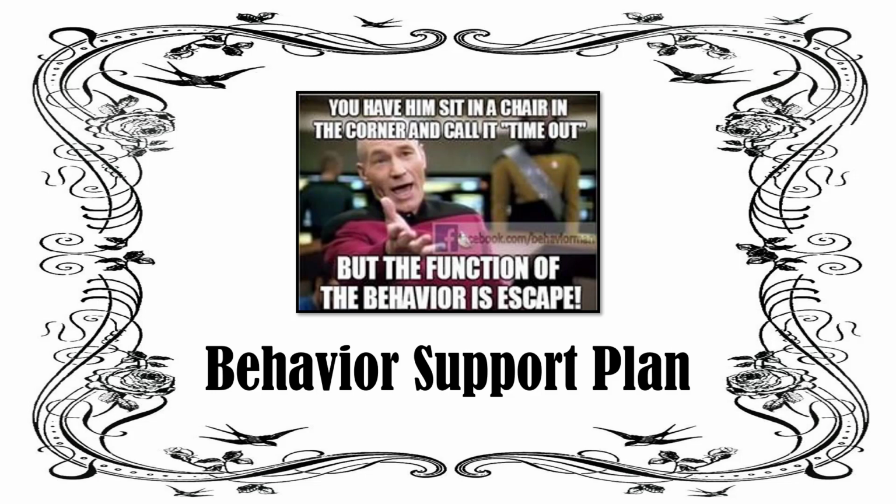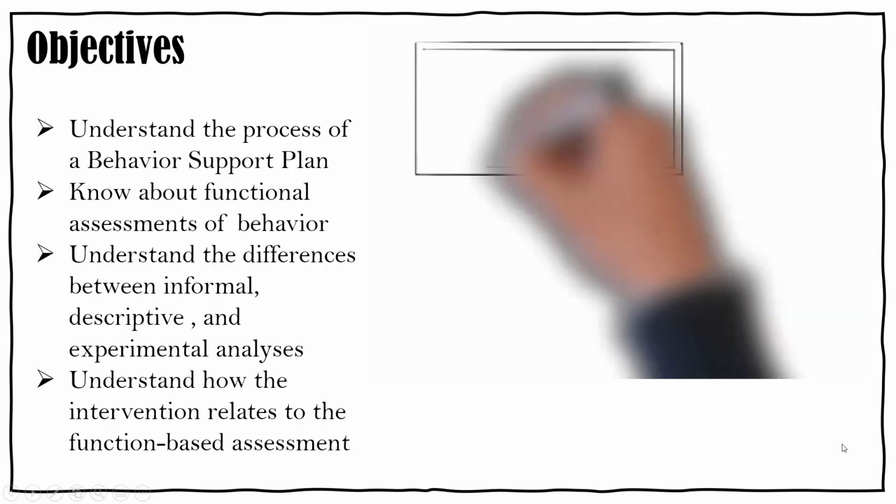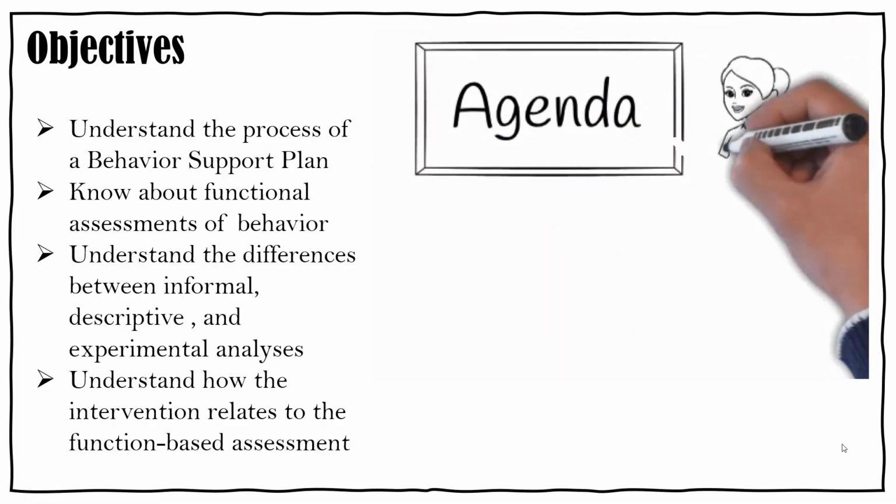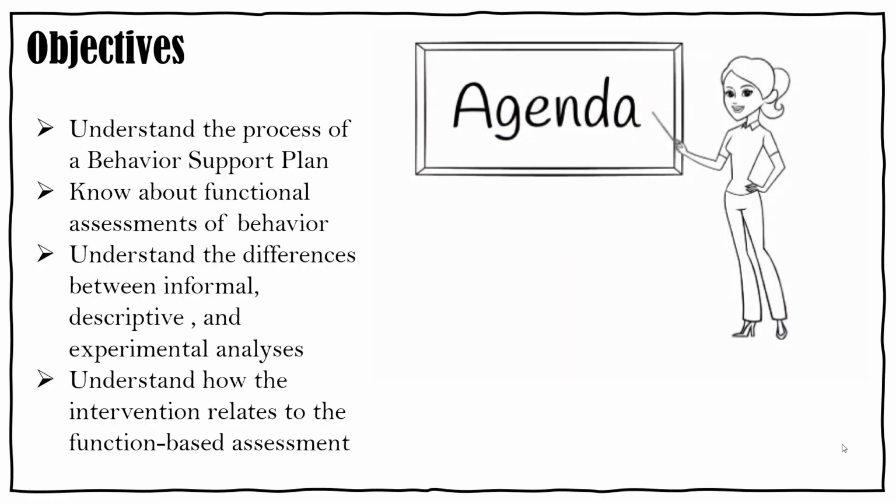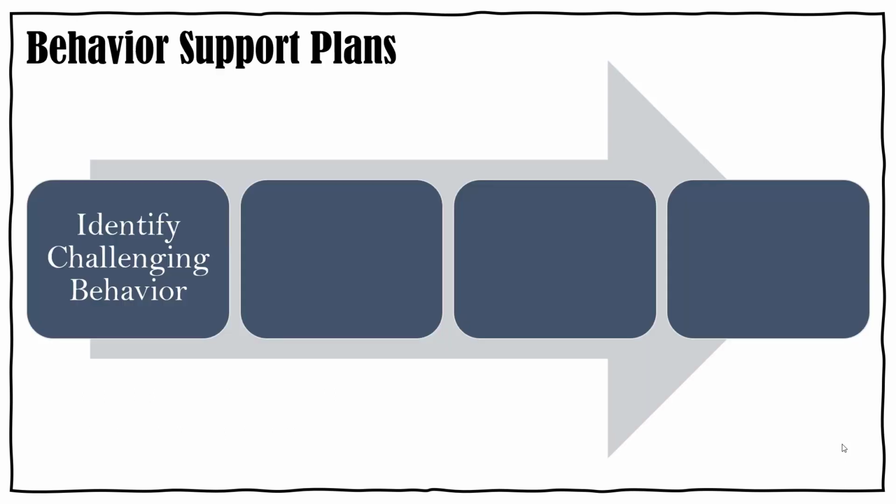This is a video that just gives you a brief overview of the process of developing a behavior support plan. For this video, our objectives and our agenda are going to be pretty much the same. We're going to go through the process of creating a behavior support plan. We're going to talk about the three different strategies, the three different functional assessments of behavior, which are informal, descriptive, and experimental. When we talk about these, I'm going to talk about the differences between the three. And then we're going to talk about how the intervention that you choose relates to the function-based assessment.